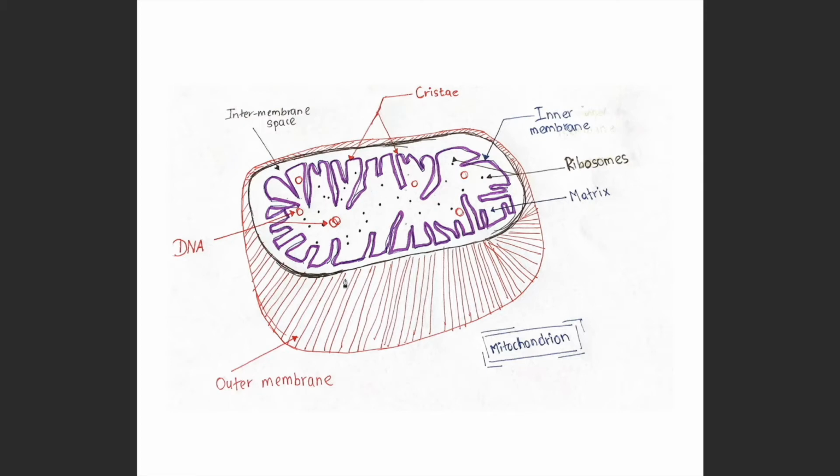When talking about the diameter in the actual cell, the mitochondria is about 1 micrometer in diameter. When we look at this, we can see that there is a double membrane. This is the outer membrane, and then there is the inner membrane. And then we can see that this inner membrane is being folded.